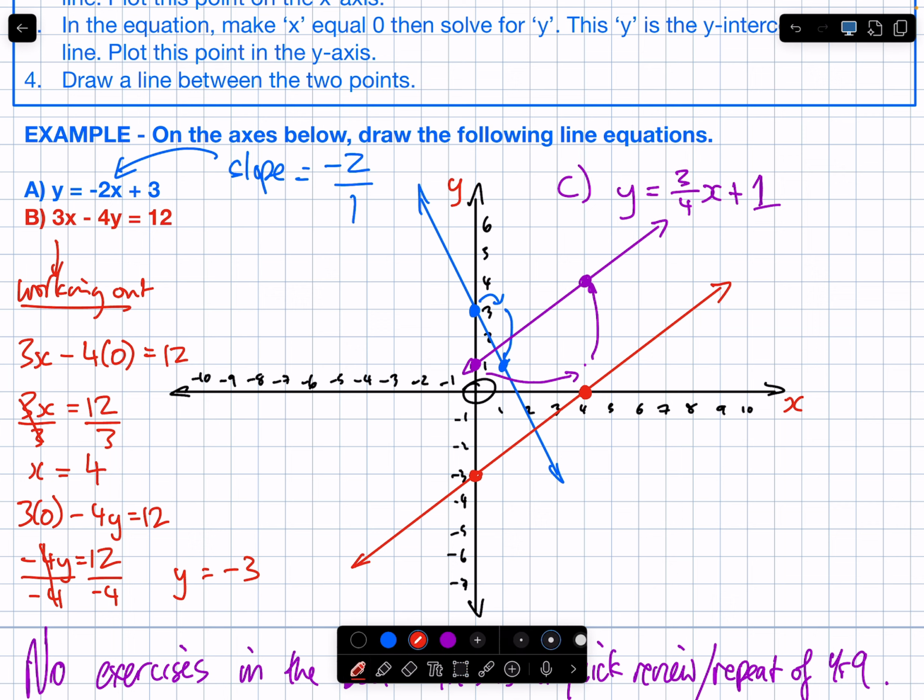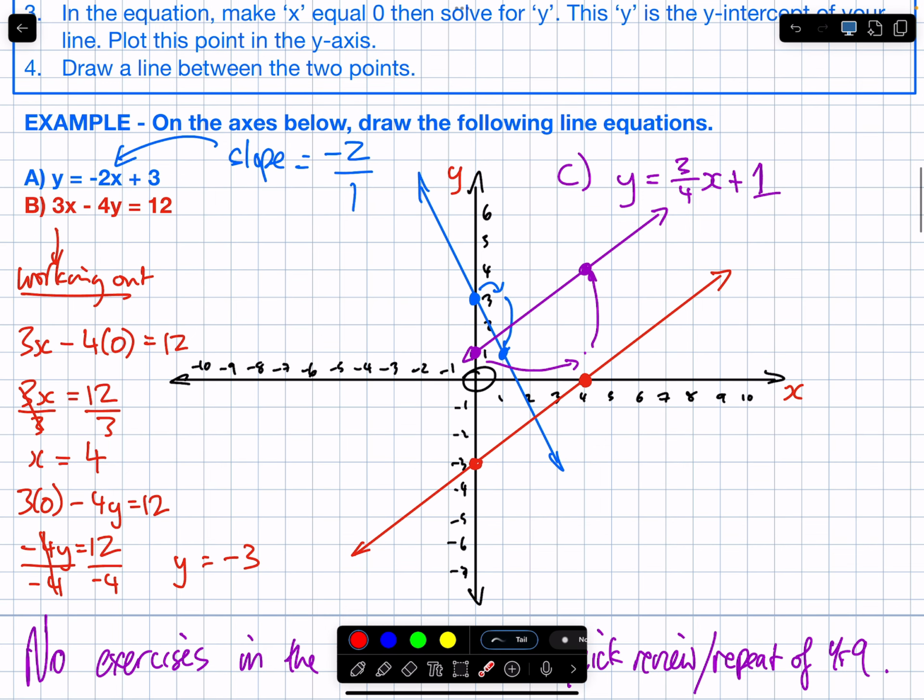Okay? So just a refresh. How do I draw in slope-intercept form? This one. I look at the y-intercept. I put a dot there. And then I look at the slope. Write it as a fraction. Then I take my steps right and up or down. How do I draw equations in this form? Make x equals 0, make y equals 0, plot the points. Okay? I'm going to stop the video there.